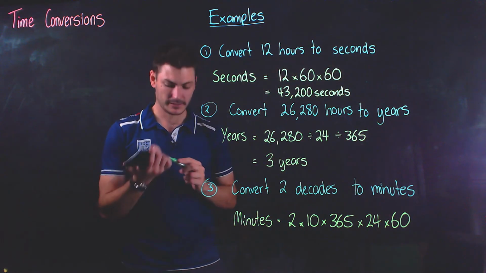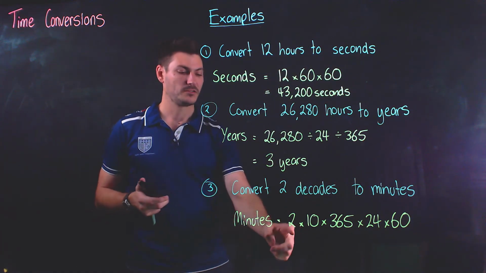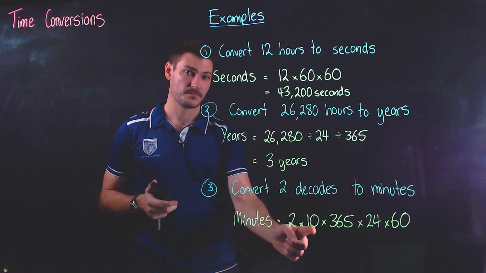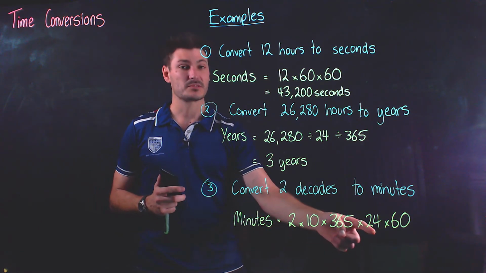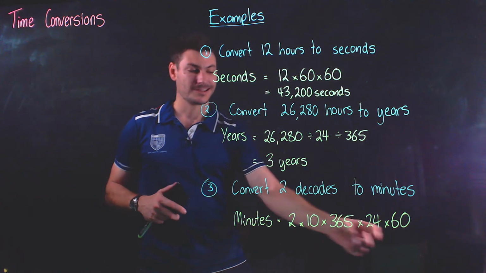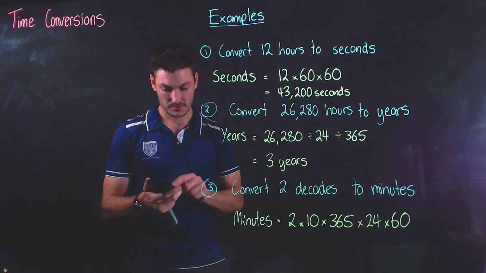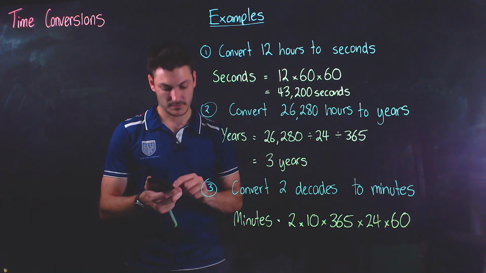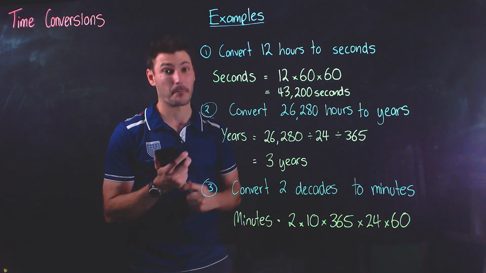So before I put it in my calculator, let's just recap. Pardon the pun. 2 times 10 gets me into years. Times 365 gets me into days. Times 24 gets me into hours. And times 60 gets me into the minutes that I want. So 2 times 10 times 365 times 24 times 60 equals a big number.